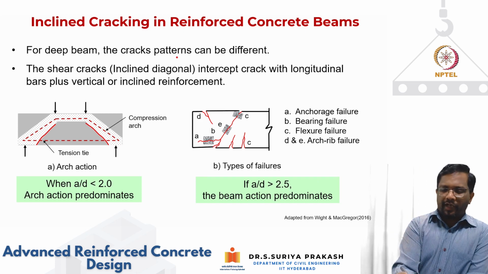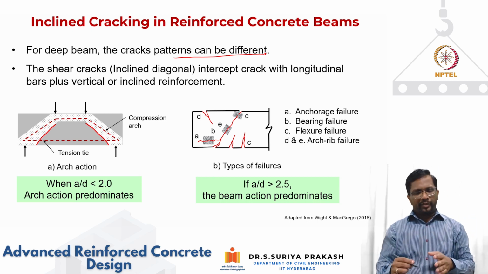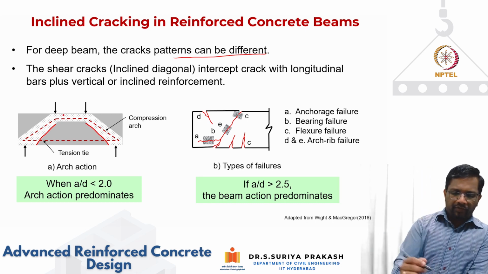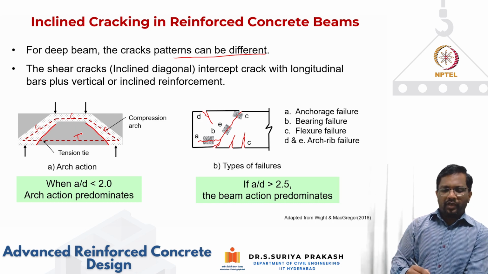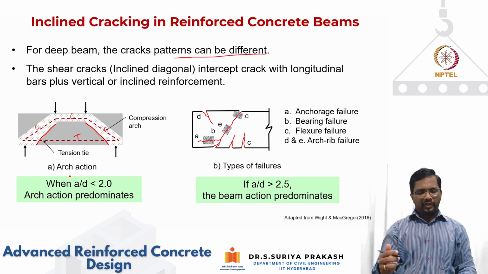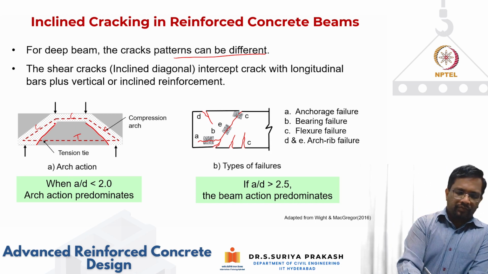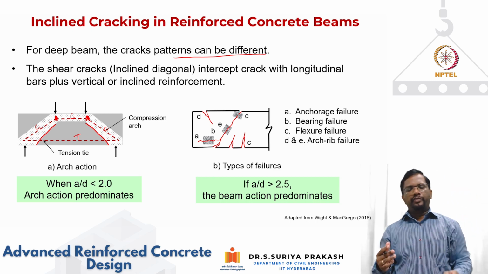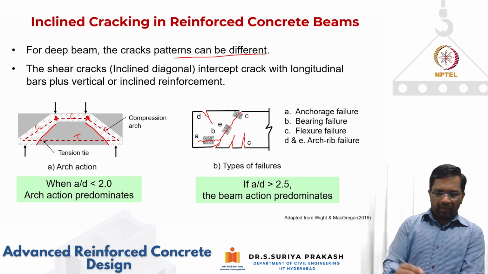Okay, so for a deep beam, the crack patterns can be different. You can see here, when you are testing a beam at an a/d ratio of less than 2, we have seen that arch action will start dominating the behavior, and you form this kind of arch. You have a compression strut, and then you have a tension tie. Depending upon how you anchor, if the tension tie is not anchored, it can fail in an anchorage mode, or the nodes where the compression struts are joining can locally crush. So you have different types of failure modes that are possible.